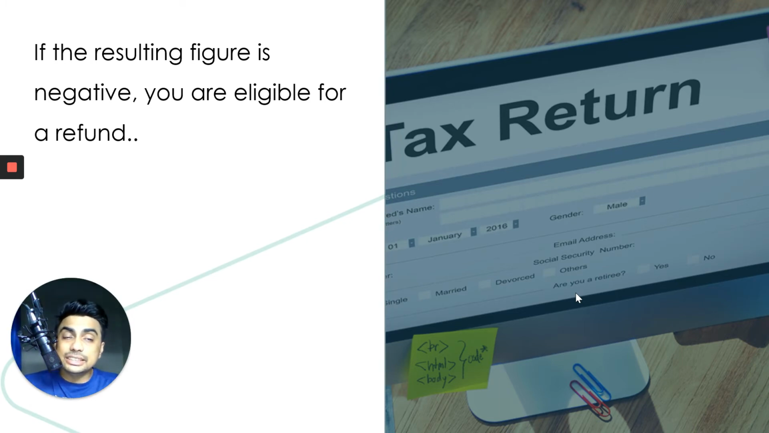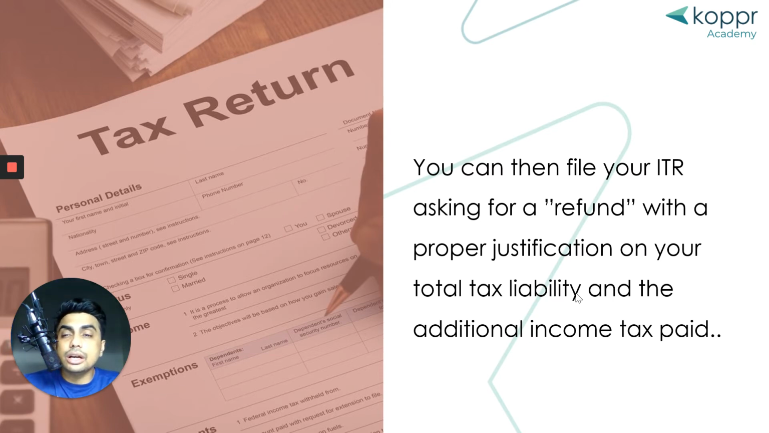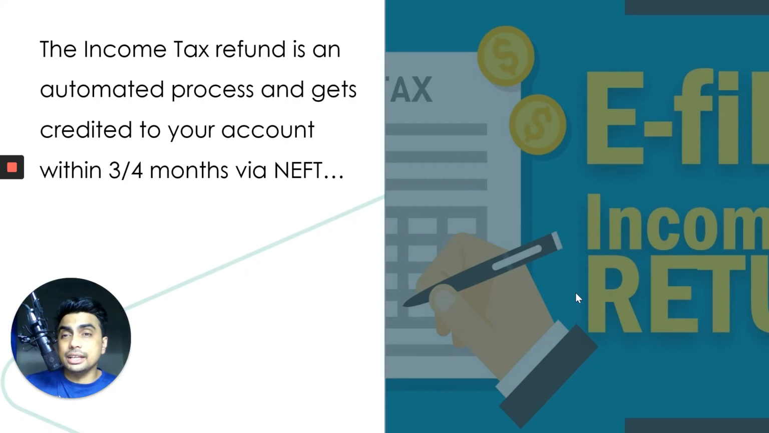Now, if this resulting figure is negative, which means the amount of TDS that is paid already on your behalf by your employer is more than your tax bracket, then you're eligible for a refund. So while you're filing your taxes or your ITR, you can ask for a refund on your returns, because you have paid an additional income tax. And this ITR refund is deposited back to your bank account usually within 3 to 4 months via NEFT.